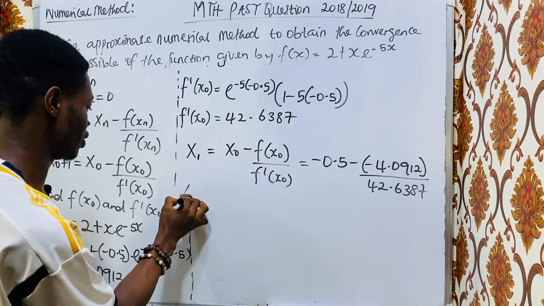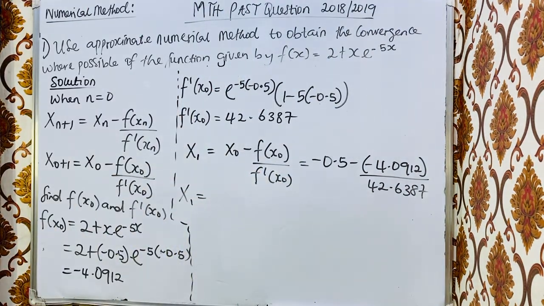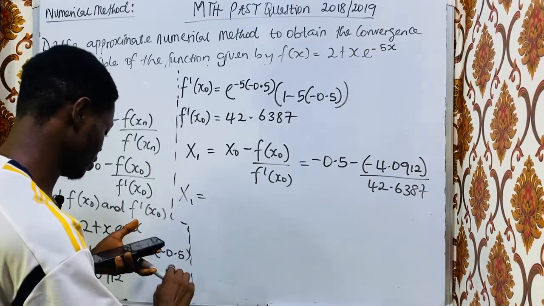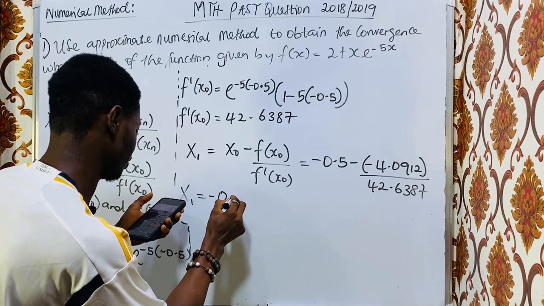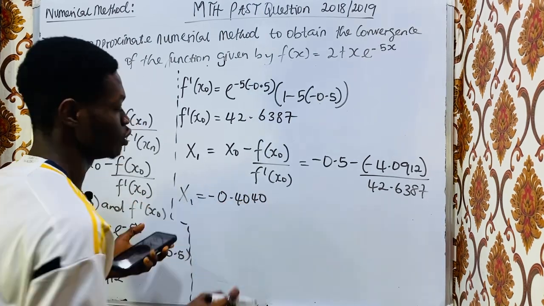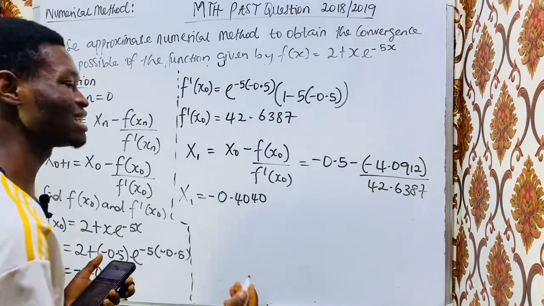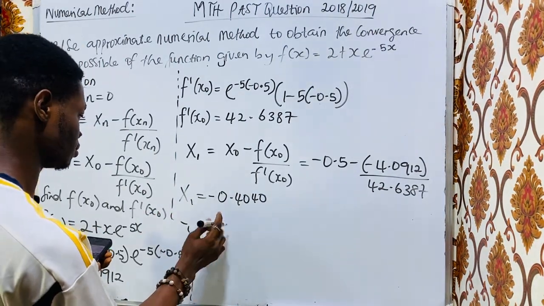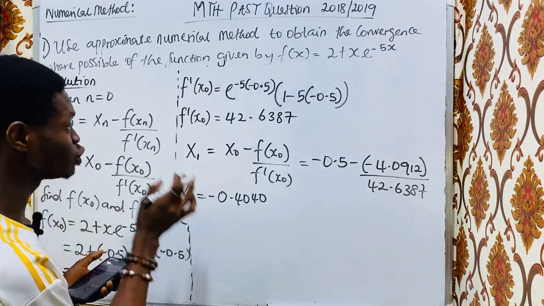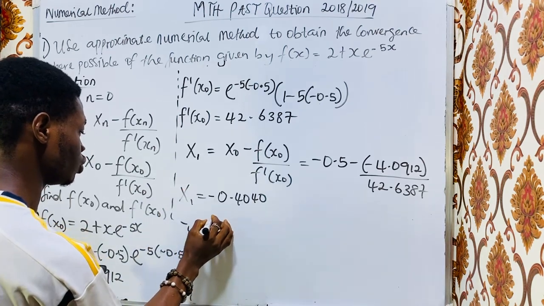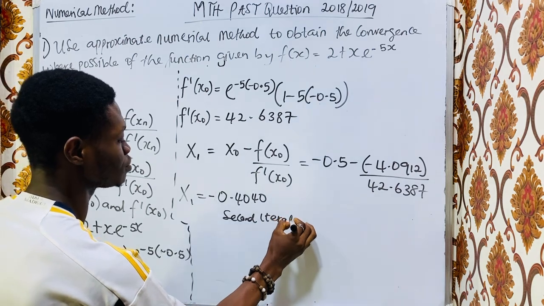So if you do it well, your x1 will be, let me punch it in my calculator, negative 0.4040. Remember to 4 decimal places at least. So we have gotten our x1. Let's iterate again. Iterating again, we are going to look for our x2. You call it the second iteration.